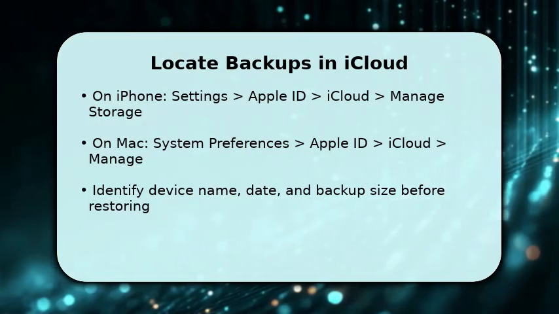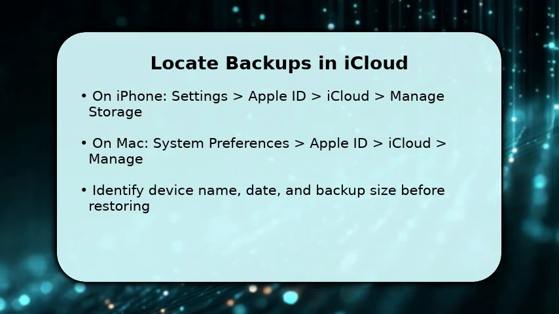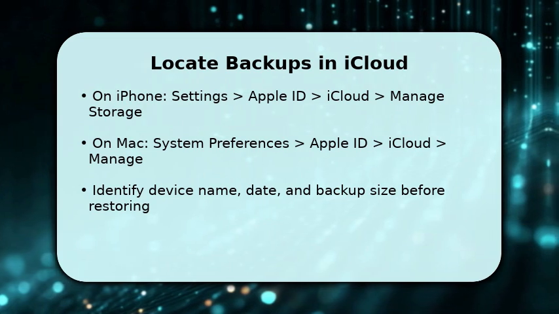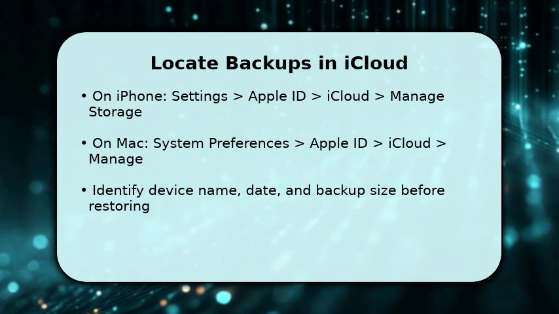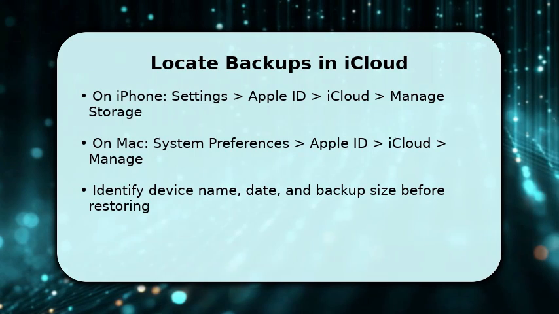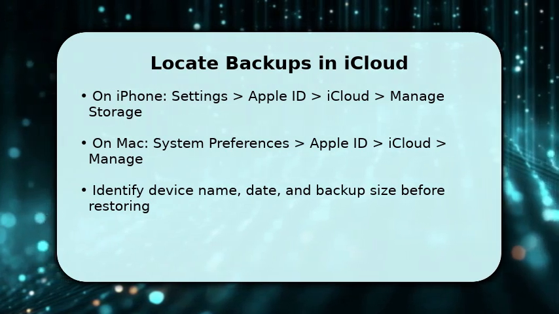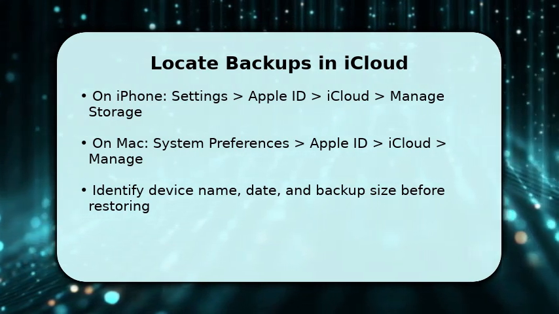Now you'll navigate to the iCloud backup list. On iPhone, tap your name, then iCloud and Manage Storage and choose Backups to see device entries. On a Mac, open System Preferences, click Apple ID, iCloud, then Manage and Backups. Look at each device name, the last backup date, and size so you pick the correct snapshot. If you need more detail, click a backup to view included app data.